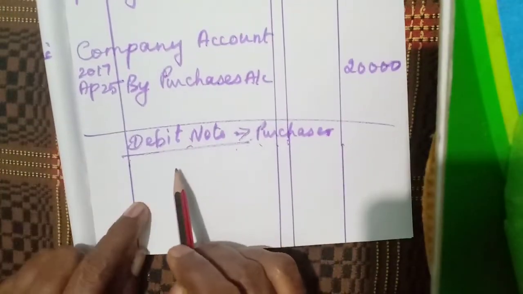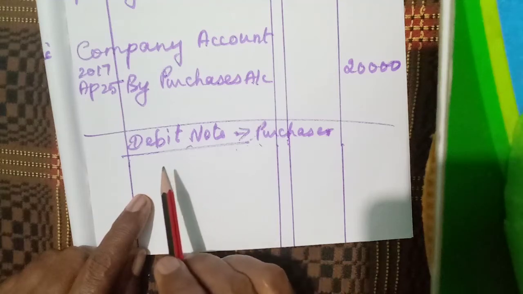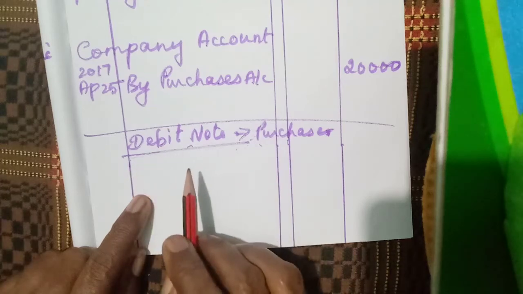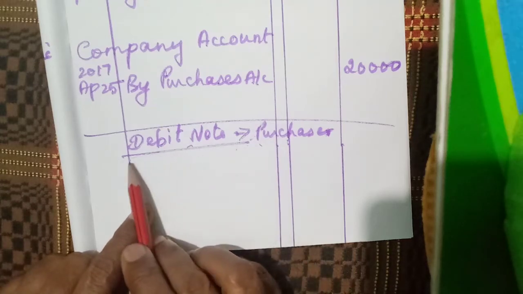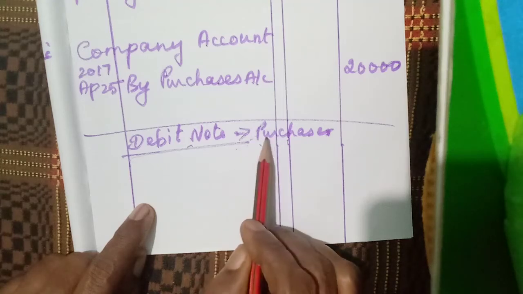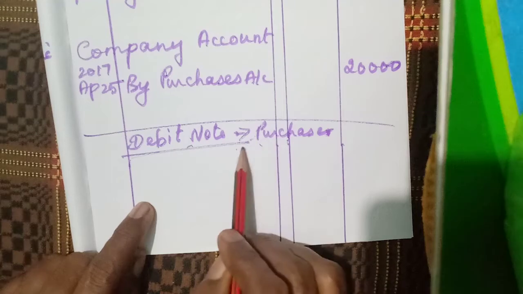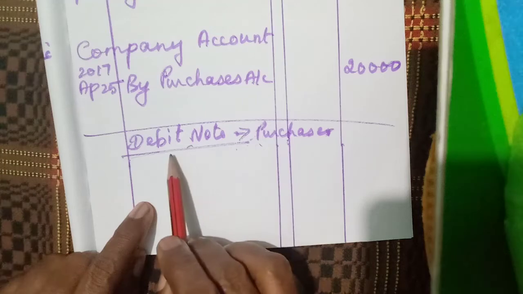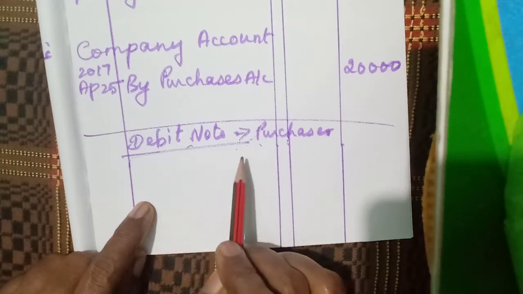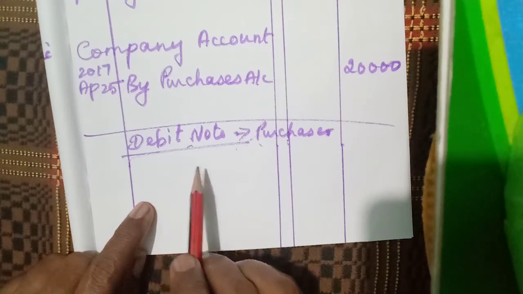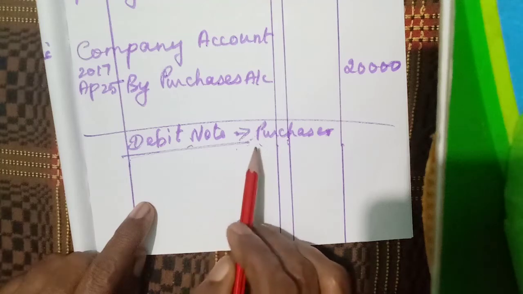something like an invoice. At the time of sales, we prepare an invoice, isn't it? But when we return the goods, the purchaser will prepare a debit note. Okay, what does it contain? It contains the name and address of the person who sent and to whom it is sent, maybe the supplier, and the reason for returning, along with the full description of the goods. That means the quantity, size and rate or price, then the total amount.